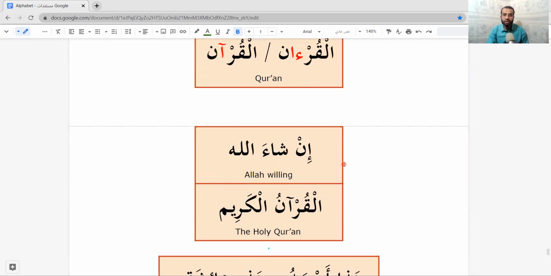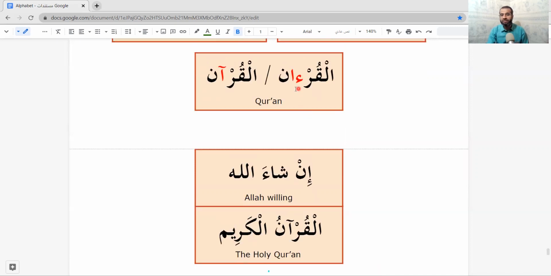God willing, Allah willing. The Holy Quran means Al-Qur'anu, and then Al-Kareem. And when we connect the words, Al-Qur'anul Kareem. Don't forget that Quran can be written like this or like this.